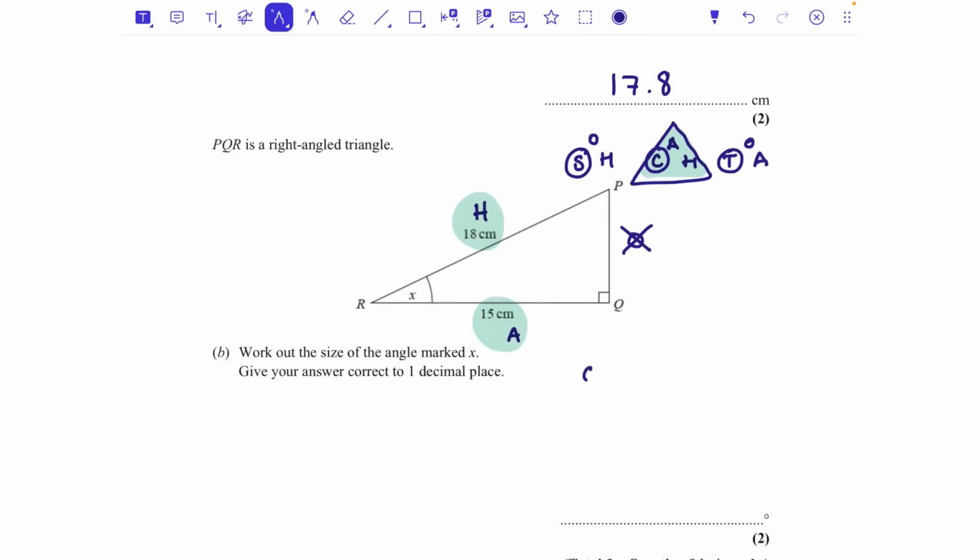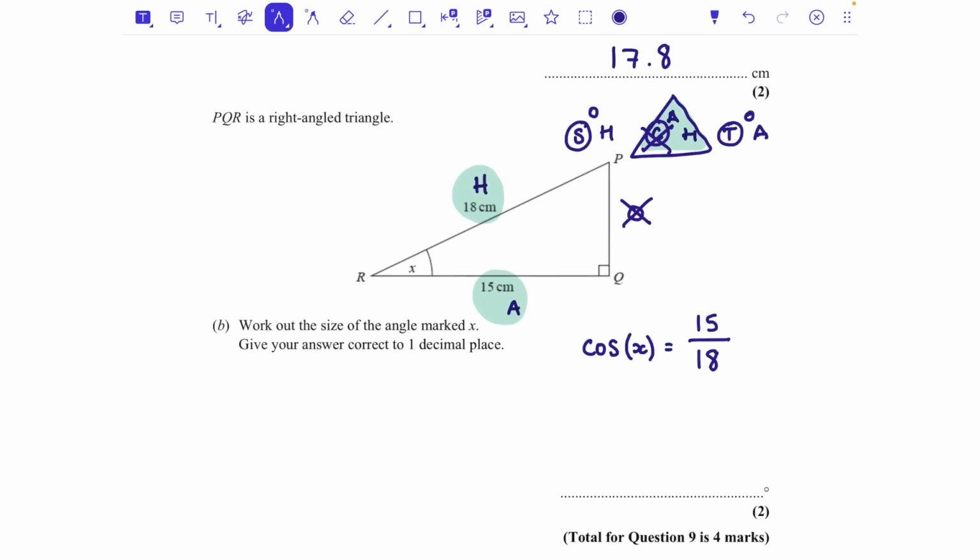Now we know that cos of the angle, so cos x, is equal to the adjacent over the hypotenuse, which is 15 over 18. But I don't want cos of the angle, I just want to know what the angle is. To find out what that angle is, we need to do cos to the minus 1. So we're like uncosing it. That is not very mathematical, but that makes sense to me. Cos to the minus 1, 15 over 18. To get that cos to the minus 1, we're pressing shift and cos, fraction button, 15 over 18, or you can write 15 divided by 18, that's absolutely fine.